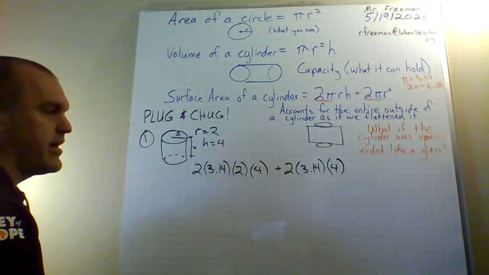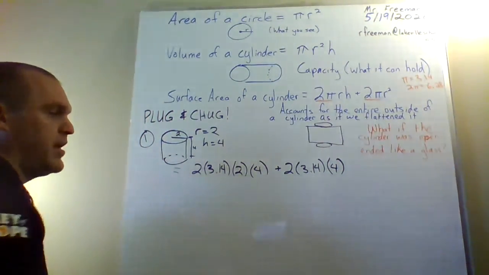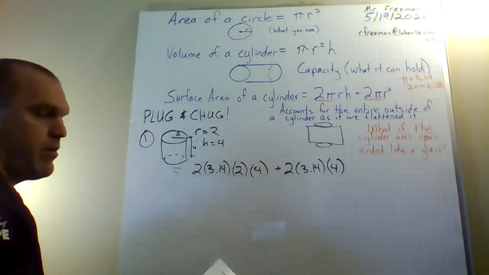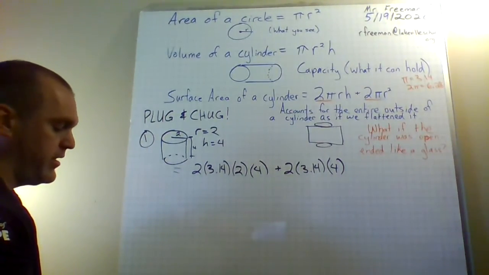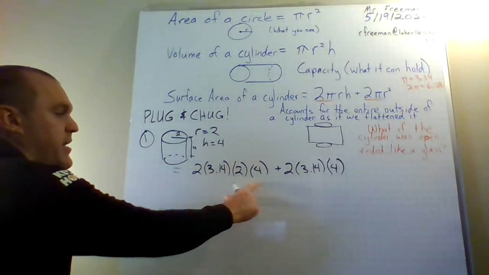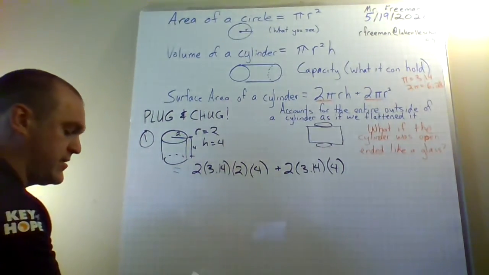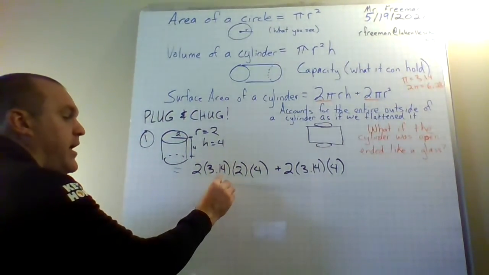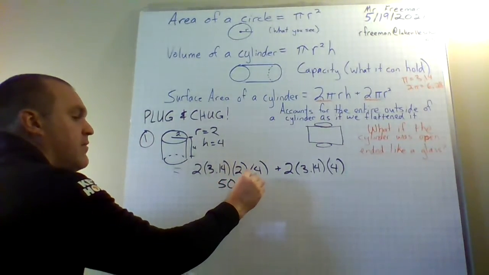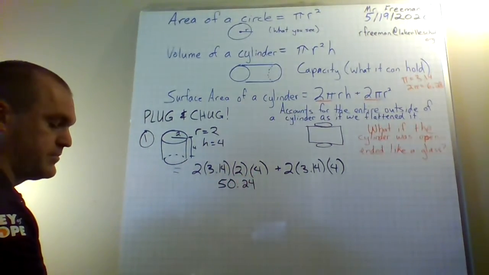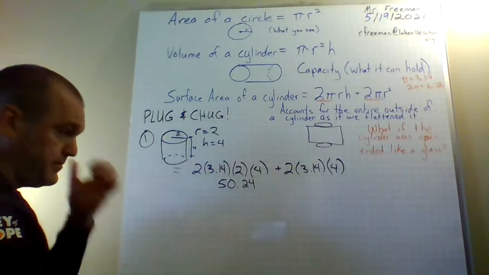And then you get to go to your calculator and just start plugging stuff in, and we just chug away as what goes into our calculator. If I multiply all these guys correctly out, I would get, and you should get, 50.24. Okay, try that for a second.